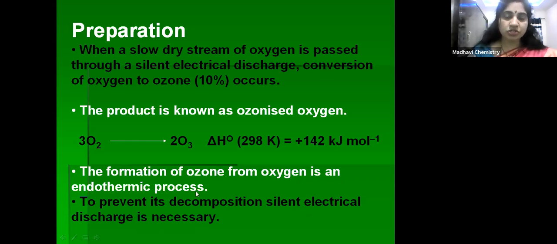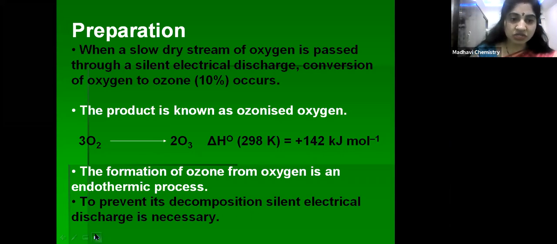Very very important, children. How to prepare ozone? When a stream of oxygen is passed through a silent electric discharge, conversion of oxygen to ozone occurs. So 3O2 gives rise to 2O3, delta H naught is equal to plus 142 kilojoules per mole. The product is called ozonized oxygen. O3 is called ozonized oxygen. This is an endothermic process, because plus 142 kilojoules per mole of energy is required to convert oxygen to O3. To prevent its decomposition, silent electric discharge is necessary.